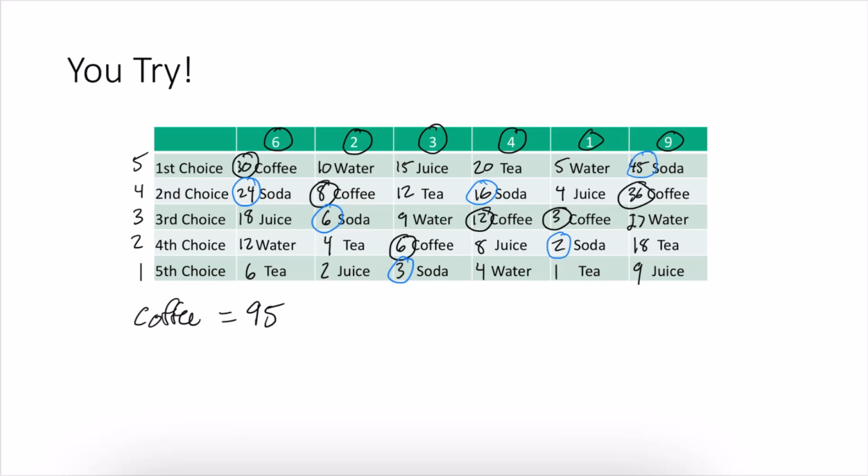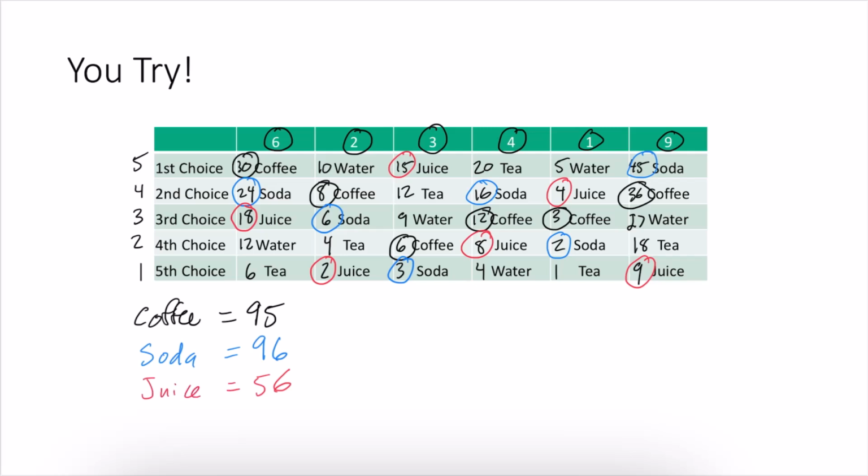And when I add those up, I get that the weighted count for soda is going to be 96. And then for juice, I'll have 18 plus 2 plus 15 plus 8 plus 4 plus 9. And when I add those up, that gives me a weighted count of 56 for the choice of juice.